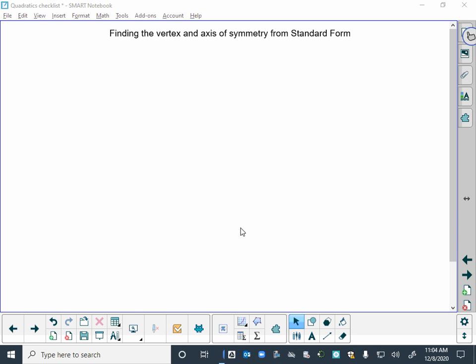Up to this point, our strategy for finding the vertex and axis of symmetry from a standard form is to change it into a vertex form. Okay, so let's see if we can put together some things that we already know about the standard form and what we know about other things that might be able to lead us there in a different direction. So our standard form, let's start with it: ax squared plus bx plus c.